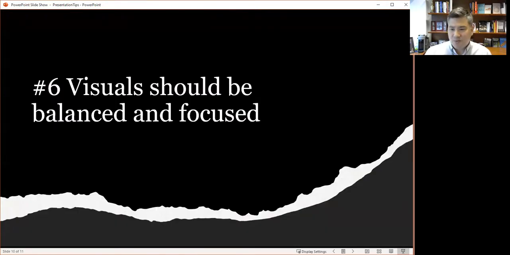Visuals can be balanced and focused. I think this one does a better job than the clown because it's sort of underlining the text here. And you see there's not a lot of words on this page, and what you've got is a focus on what's happening here, and people will have, I think, fewer questions about why the line is there.